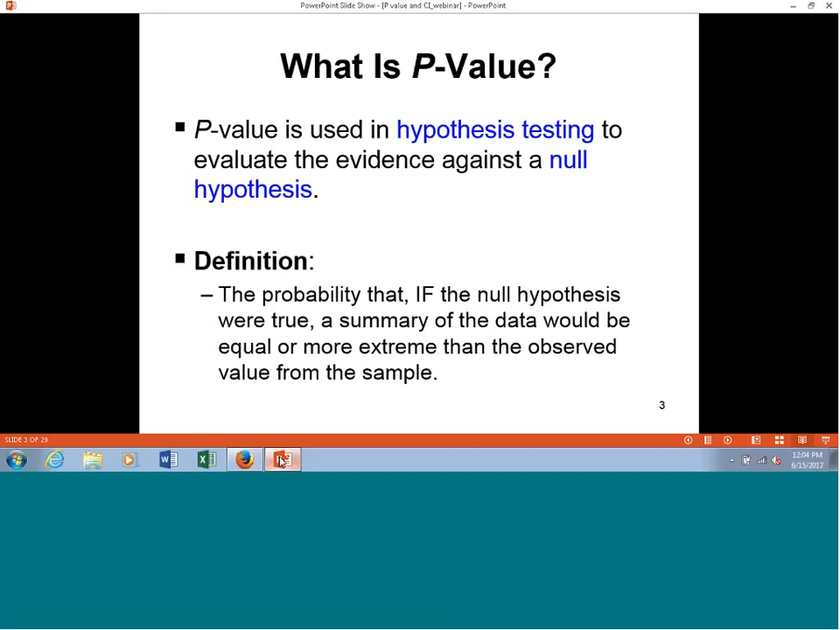P-value is used in hypothesis testing to evaluate the evidence against a null hypothesis. P-value is a numerical tool to measure how likely the effect is observed in our data if the null hypothesis is true. It is defined informally as the probability under a null hypothesis that a summary of the data would be equal to or more extreme than the observed value from the sample.